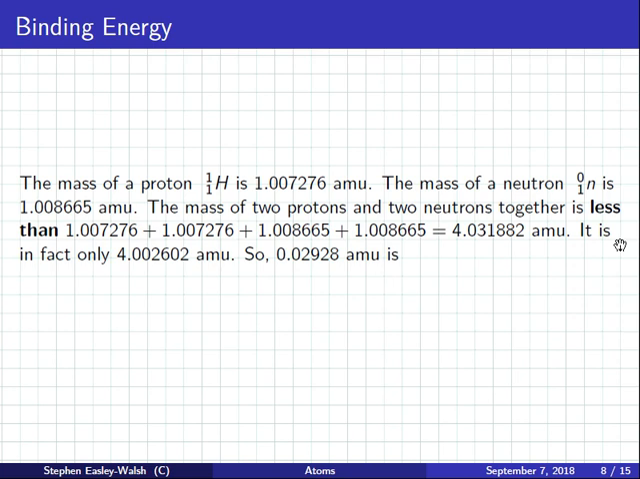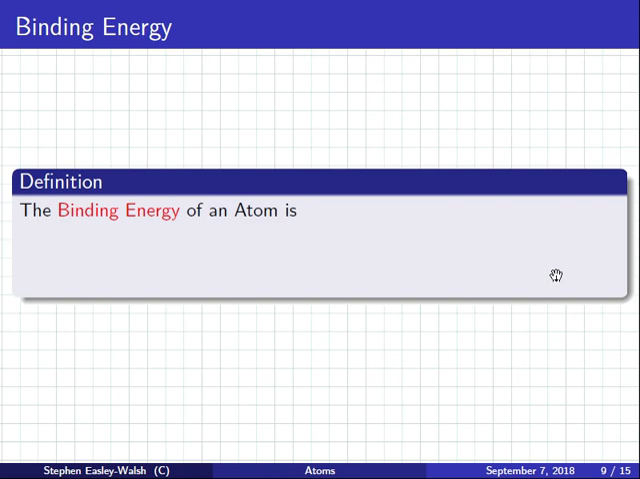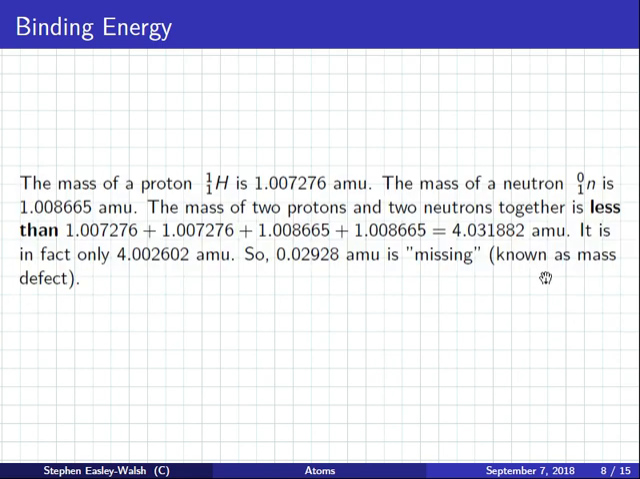So, I think there's an extra zero here. I don't know. Doesn't matter. So there's some mass that's missing. We call this the mass defect. It's the missing mass. So just to give a definition, I think you should write this down. Mass defect means missing mass.